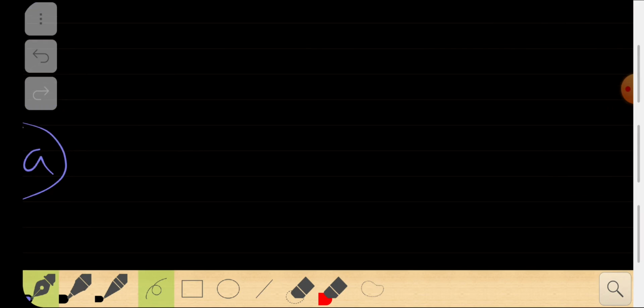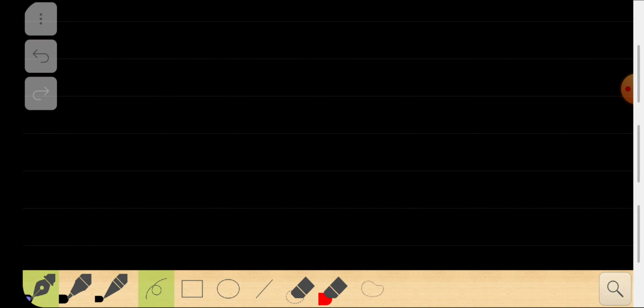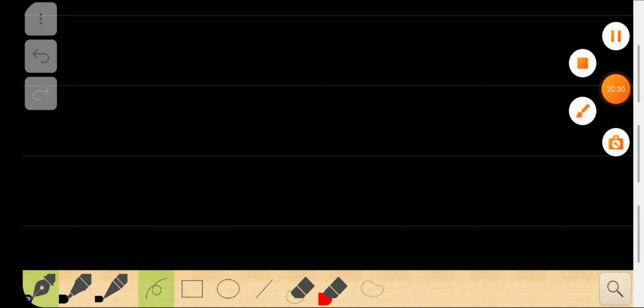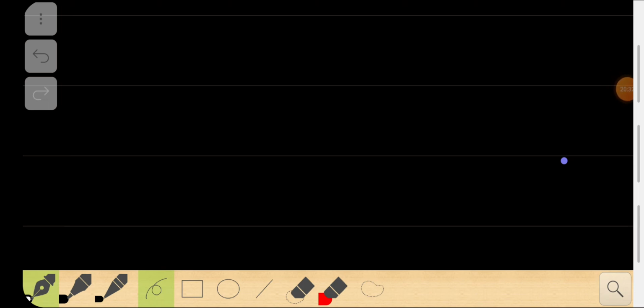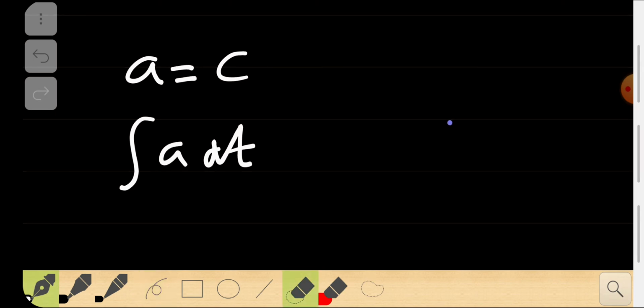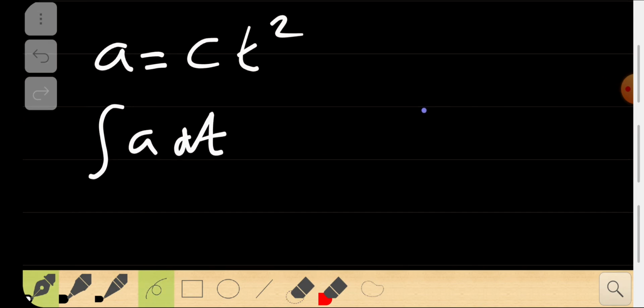Okay, so if it is not an accelerated system, or you can say it has a varying acceleration, let a be some c times x square. Okay, let it be like that. Now let this be in terms of t, so that you have a sense of notation. Let a be c t square.